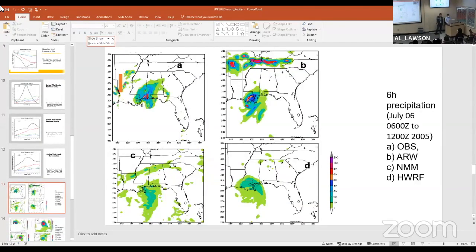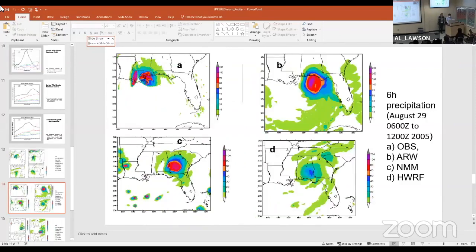Here is the 6 hours precipitation for three models and also the observation. This one is Sandy. You see that A is the observation, B is the ALW core, C is NNM, and D is H-WRF. You'll see that the location kind of matches the observation, but the intensity is very under forecast.